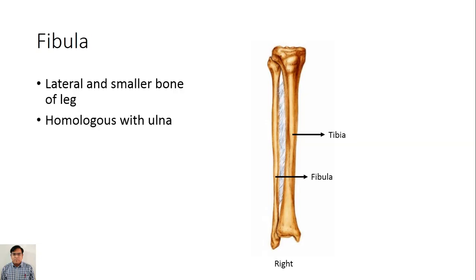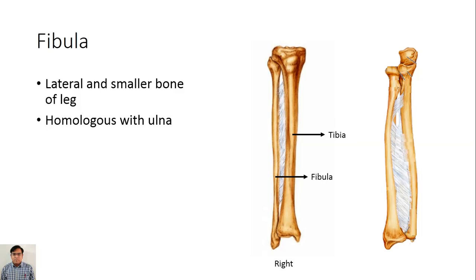and it is homologous with the ulna of the upper limb. So this is the radius and ulna of the right side, this is the ulna and this is the radius. The difference is that the ulna is situated medially while the fibula is situated laterally. The difference is because during development there is a rotation of the limbs.